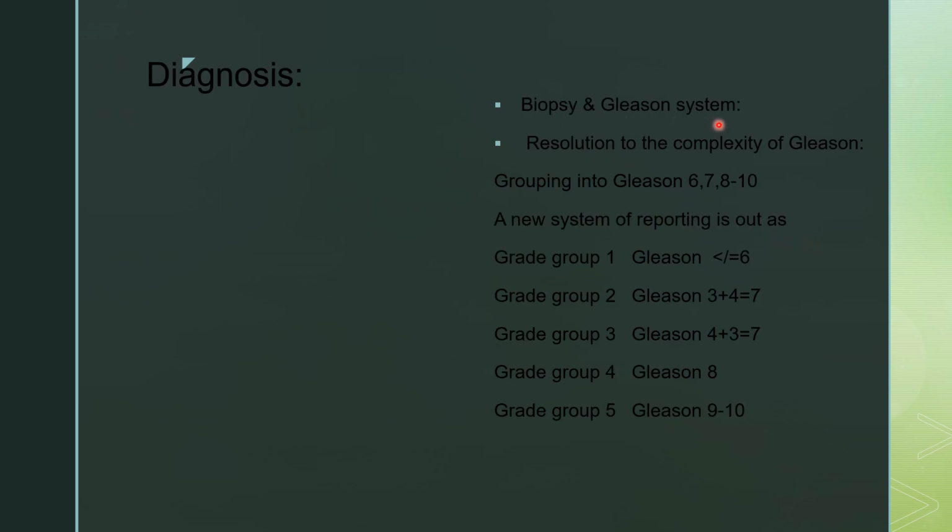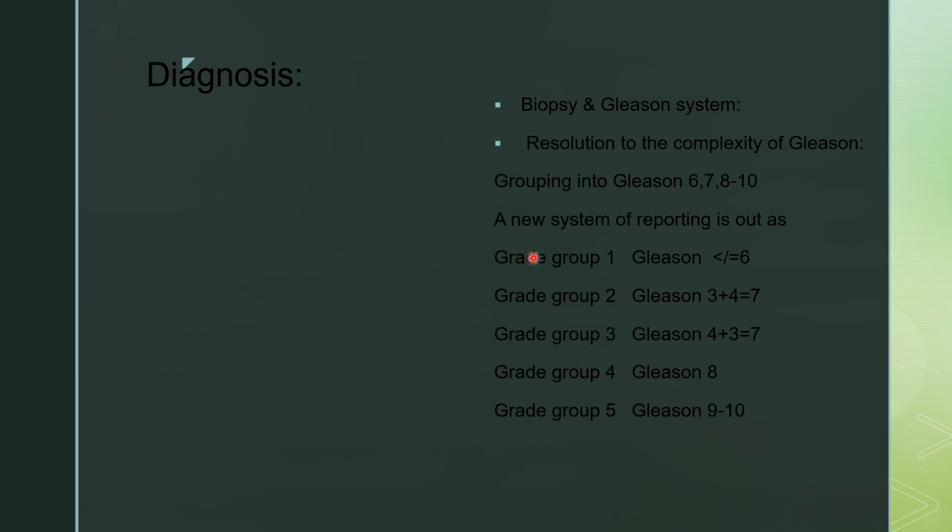Still on the Gleason system, what I've been saying before now to so many people is pretty complex. Then the experts looked for a way to resolve that. So I tagged it as a solution to the complexity of the Gleason system. So to get out of that, they embarked on grouping into 6, 7, 8, 9, and 10. Okay, a new system of reporting is then out.